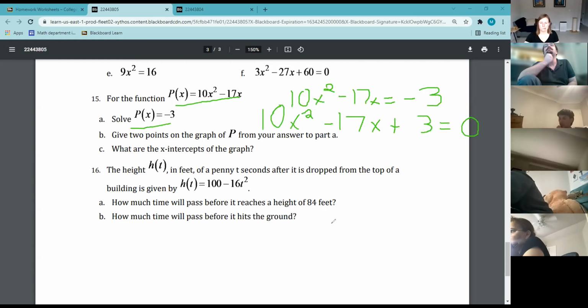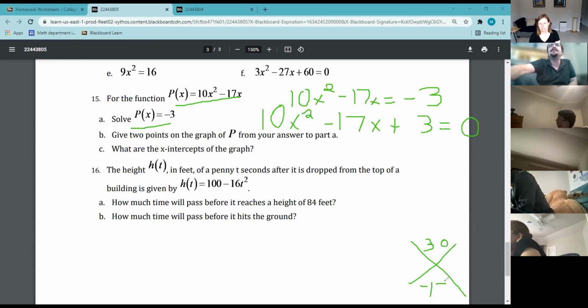So now what do I want to do? Three terms, I think I'm factoring this with the AC method. I believe 30 and a minus 17 is what we want. 3 and 10 don't work. 15 and a minus 2? Minus 15 and minus 2 is going to multiply to plus 30 and add to minus 17. Yes, that's it. Minus 15 and minus 2.